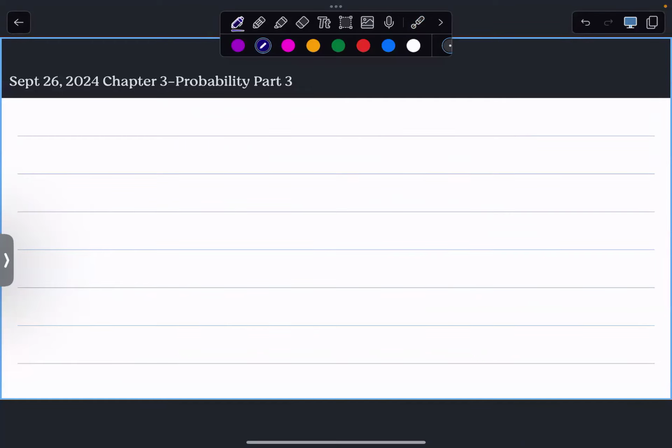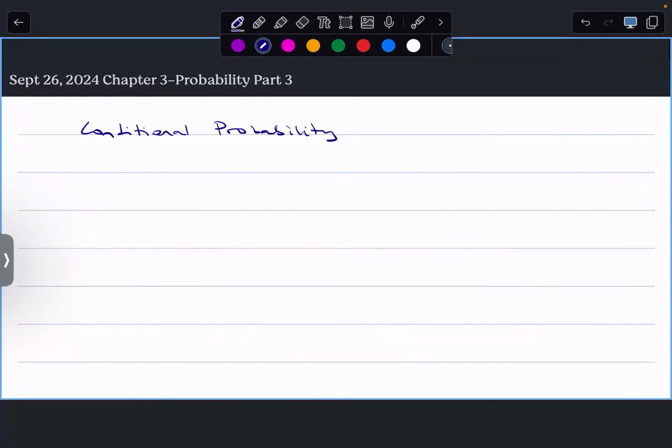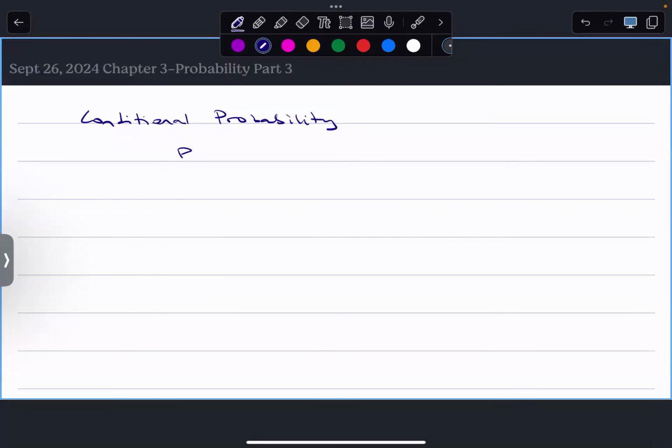We're going to continue probability. In fact, we were working on conditional probability. Conditional probability in general looks like this, right? The probability of A given B. Remember, you read this vertical line as given. So A given B.